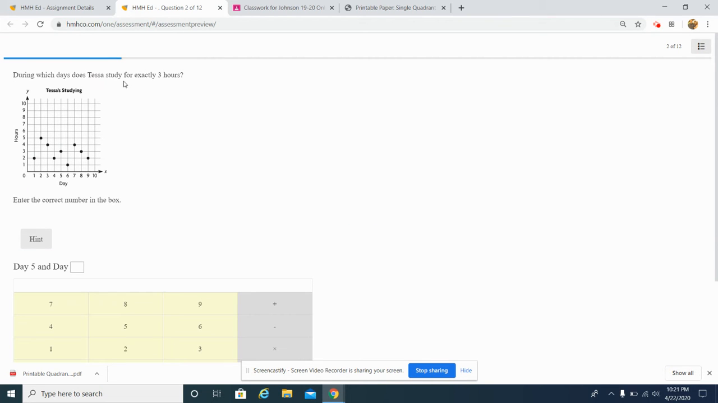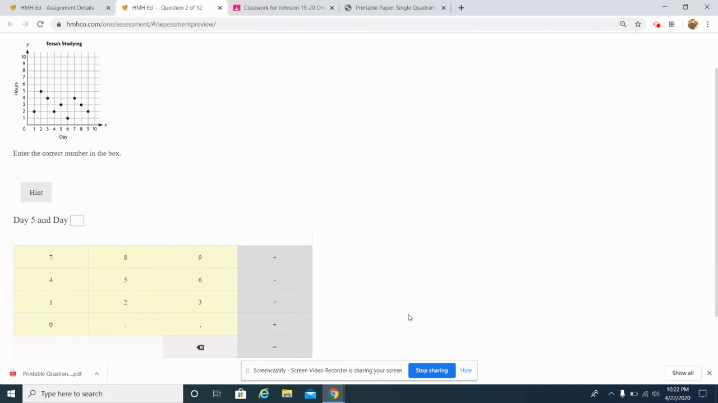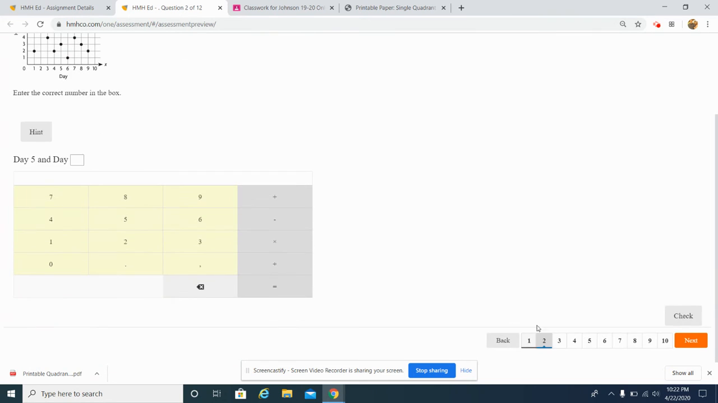During which days does Tessa study for exactly 3 hours? Well, we know the hours are on our y-axis. So if we go along whatever dot is on the 3, exactly on the 3, so right there, on day 5, she studied for 3 hours. If we continue to go along on the 3, then it's going to tell us the next day that she had exactly 3 hours.